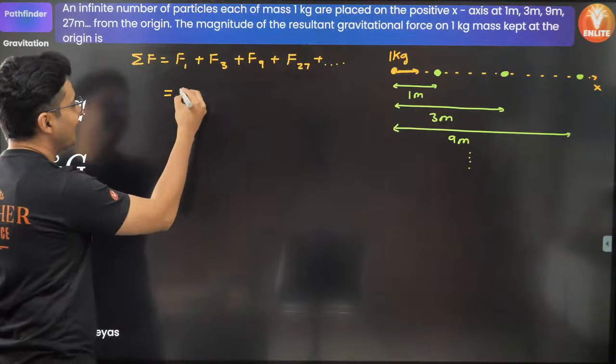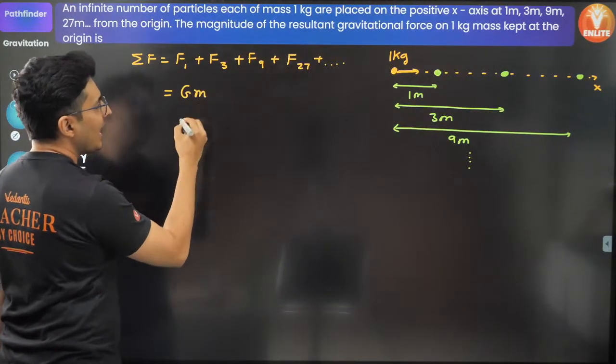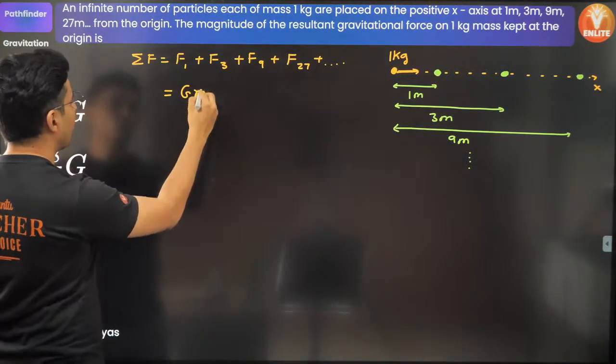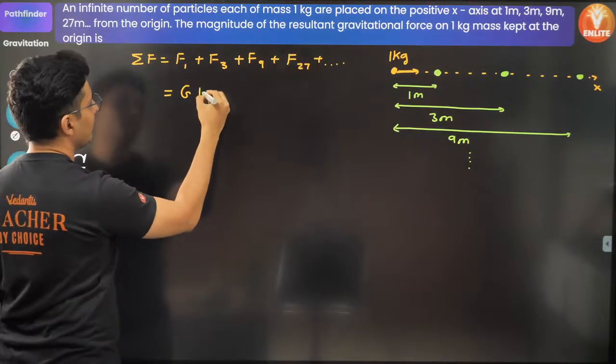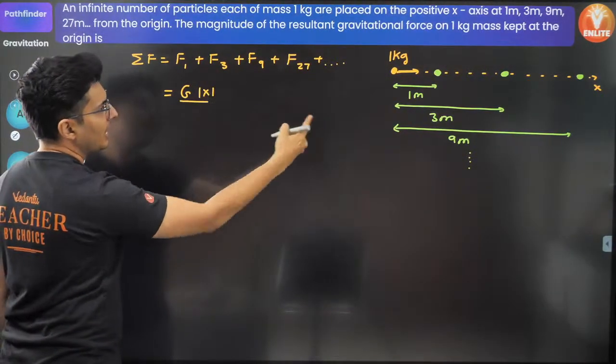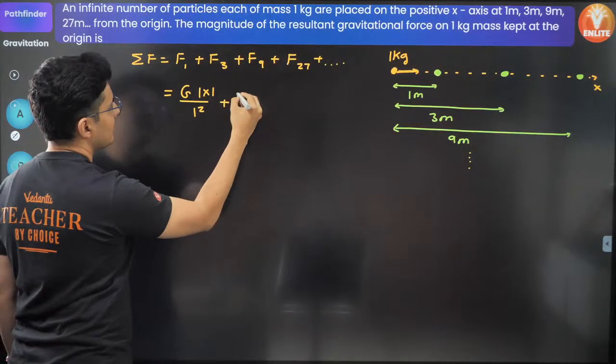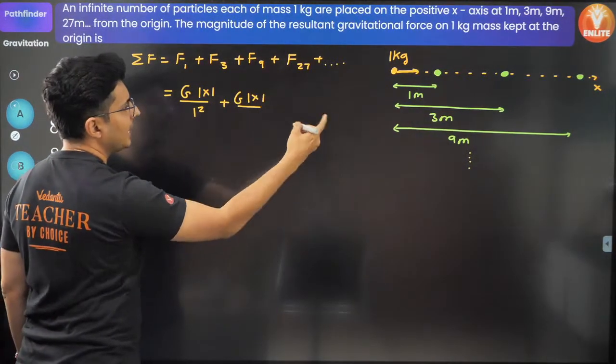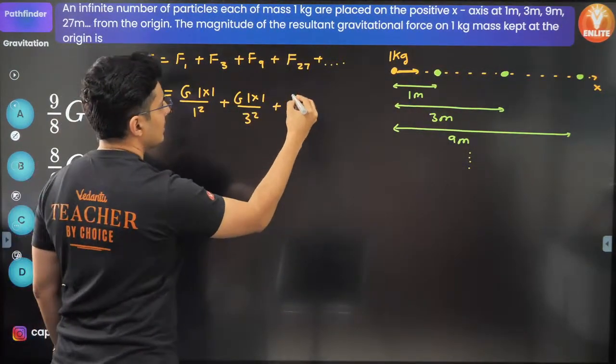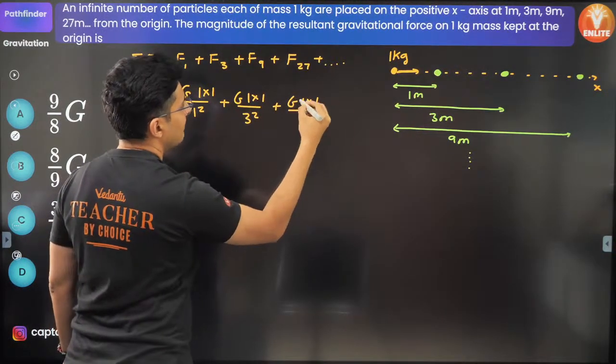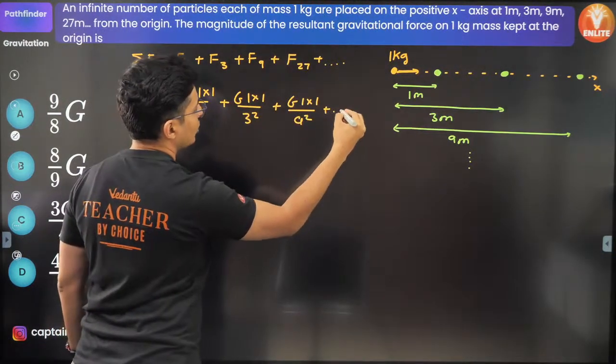Alright, so what do we have over here? So we have G, M M. M M is nothing but 1 into 1. So it will be nothing but G multiplied by 1 into 1 divided by distance 1 square, plus G into 1 divided by 3 square, plus G into 1 divided by 9 square, and so on and so forth.